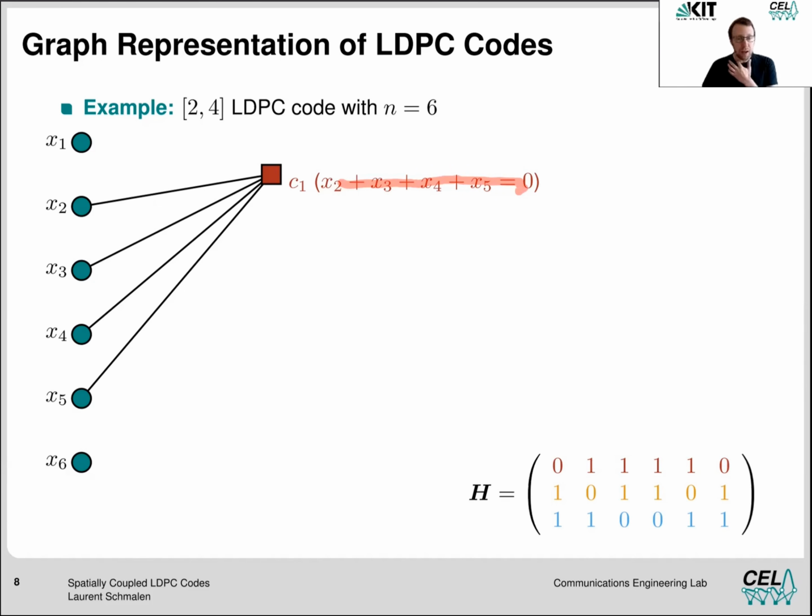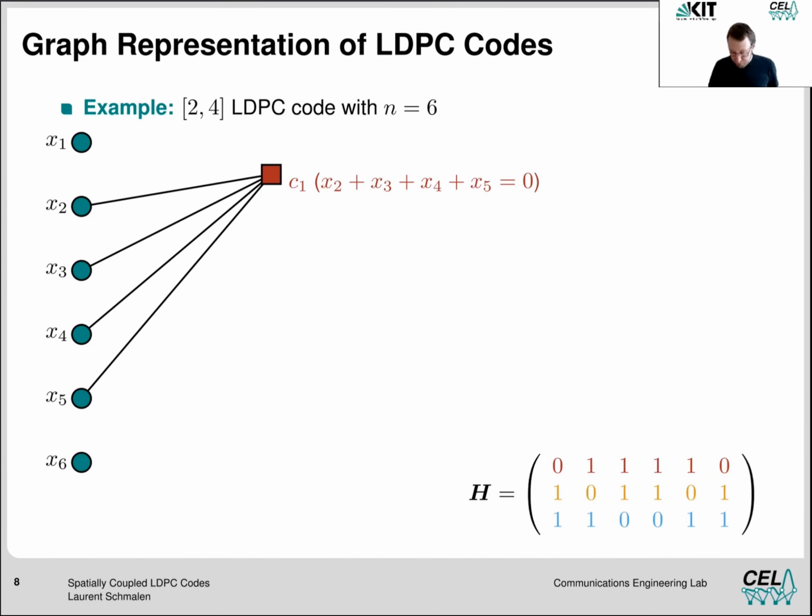So what we do is we insert one of those called constraint nodes. The constraint node corresponds to one parity check equation that must be fulfilled, in this case, the one that you see here. And we connect the variables or bits that are involved in this equation with lines to the constraint node.